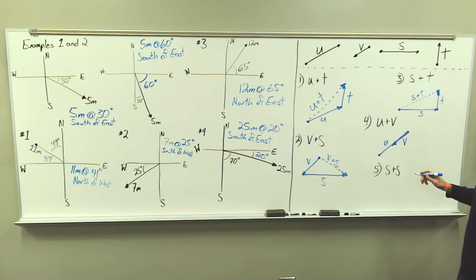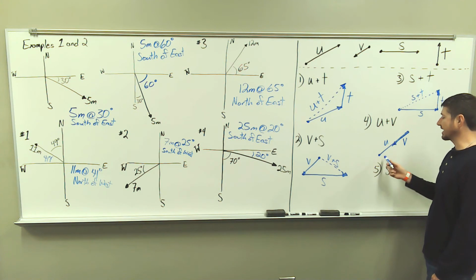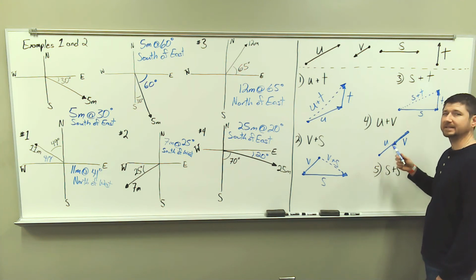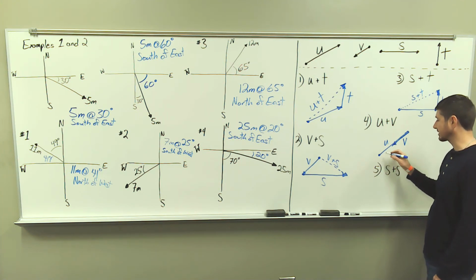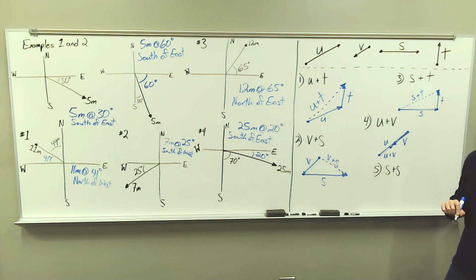Now remember that the resultant vector is going to begin at the tail of the first vector and end at the head of the second vector. So, there we go. Remember to draw your arrowhead, and this is going to be vector u plus vector v.